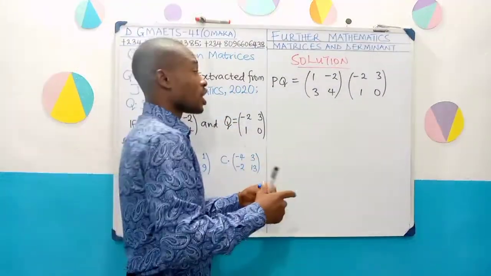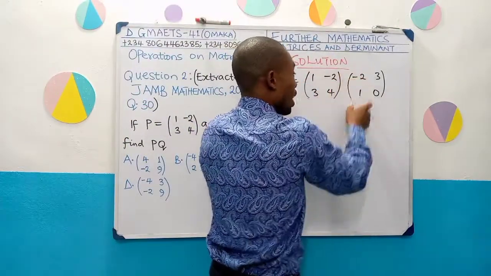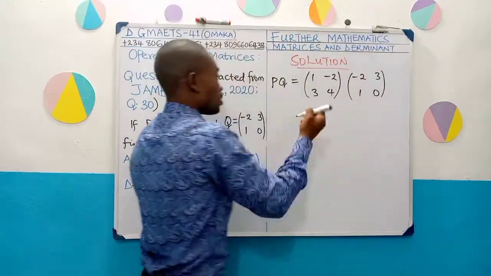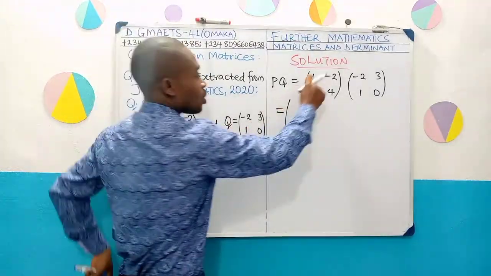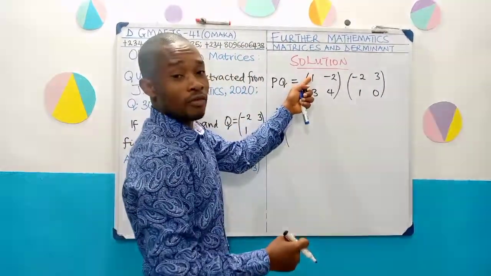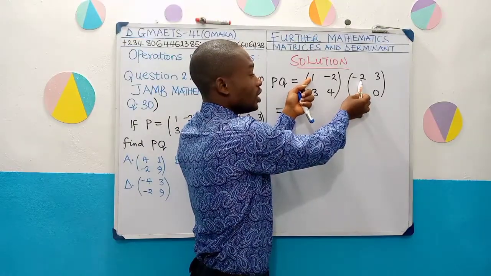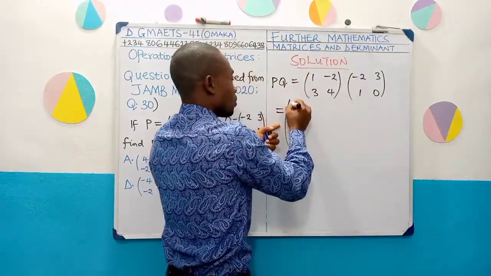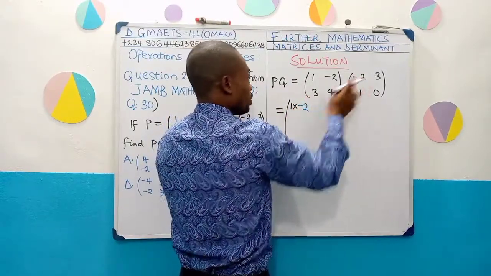We want to proceed in multiplication. Remember, I've already laid out the pattern. We're going to use this first row to multiply column 1 and column 2 of this. So let's use it against column 1 first. Are you ready? So row 1 times column 1. First element of row 1 in the first matrix times first element of the column in the second matrix. So we're going to have 1 times -2.